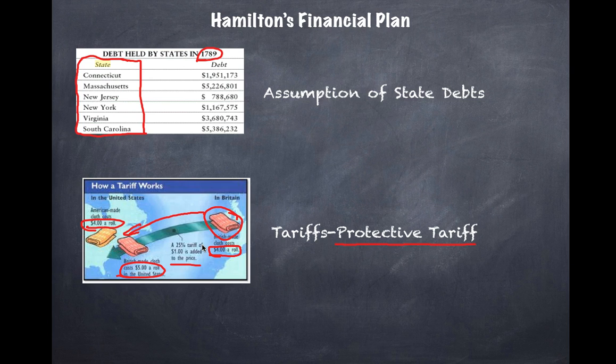The tariff money would go into the national bank, and the national bank would be able to loan that money to businesses who wanted to expand and hire more workers and make more cloth and make more money and make the American economy stronger.